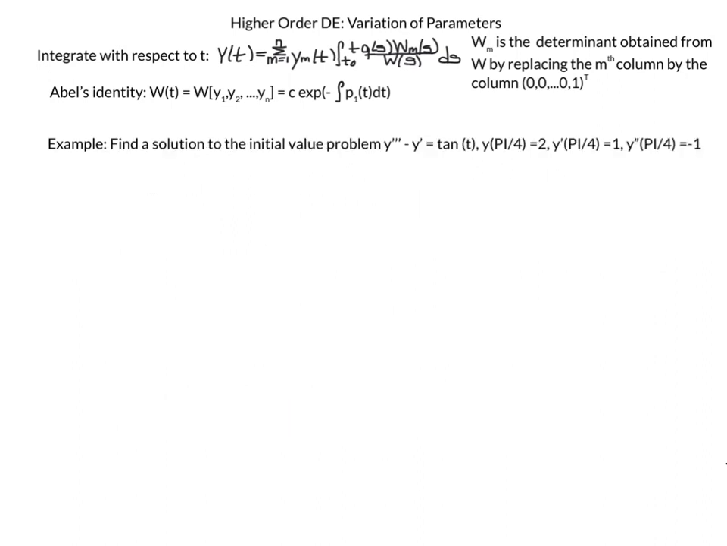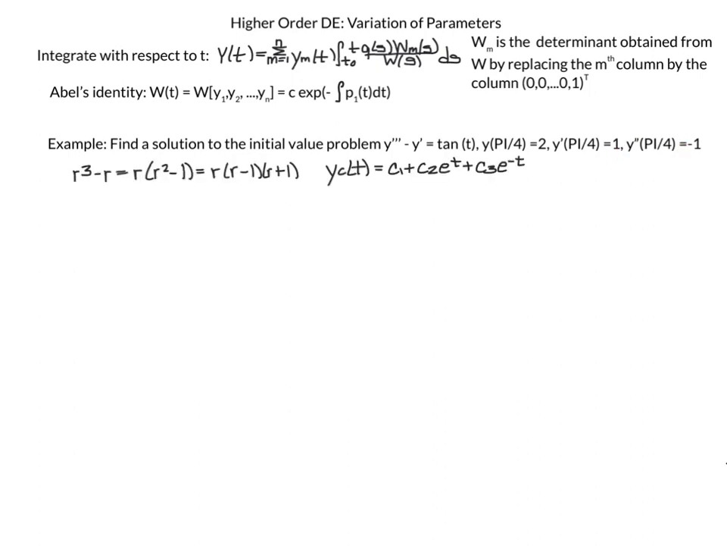My next example is to find a solution to the initial value problem y triple prime minus y prime equals tangent of t, and I also have y of pi over 4 equals 2, y prime of pi over 4 equals 1, and y double prime of pi over 4 is equal to negative 1.